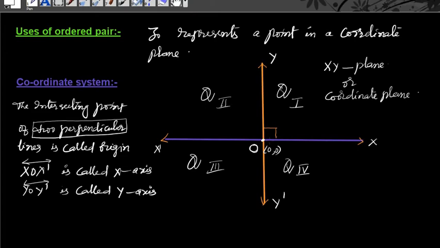Observe here one more important thing. This is called the x-axis and this one is called the y-axis. Observe that on the x-axis, from the origin to the right-hand side, this part is called the positive x-axis.